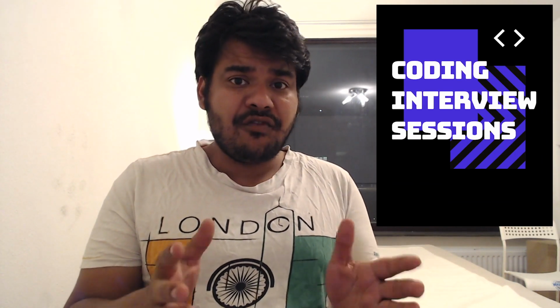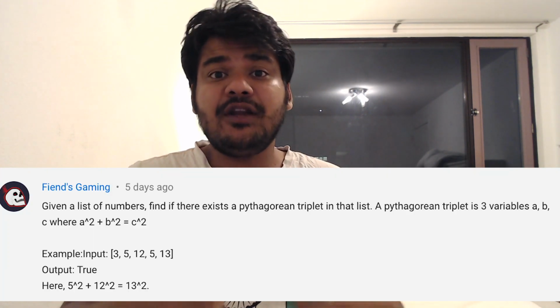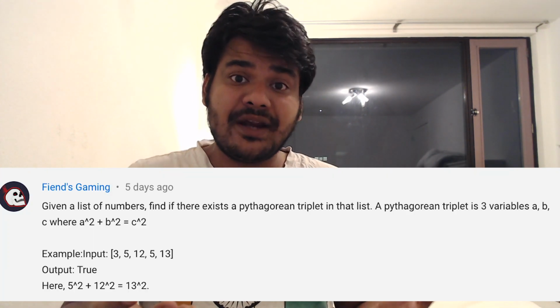In today's video, we are going to engage in yet another coding interview session. One of my followers put down a comment in one of my videos asking me to discuss Pythagorean triplets in an array. So basically, you have to write a Python function so that when it is passed an array or a list of numbers, the function finds all the Pythagorean triplets present in the array.